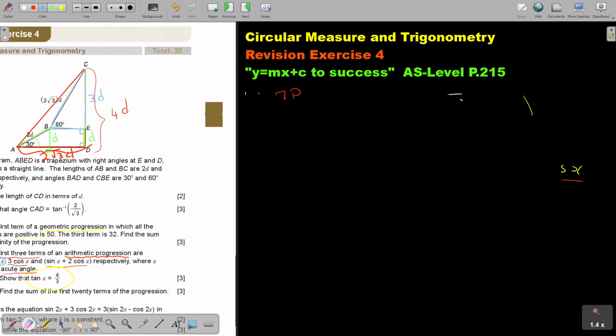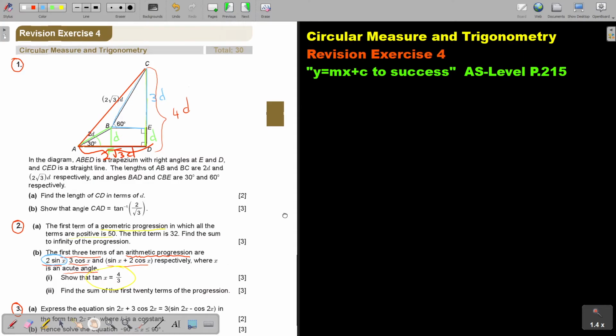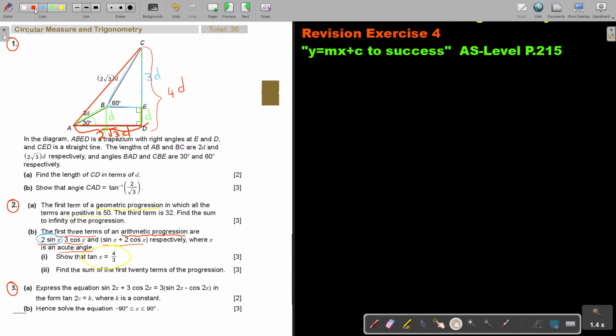Okay, there it is. I'm just moving it a little bit up. I'm moving this down, and now I can start.